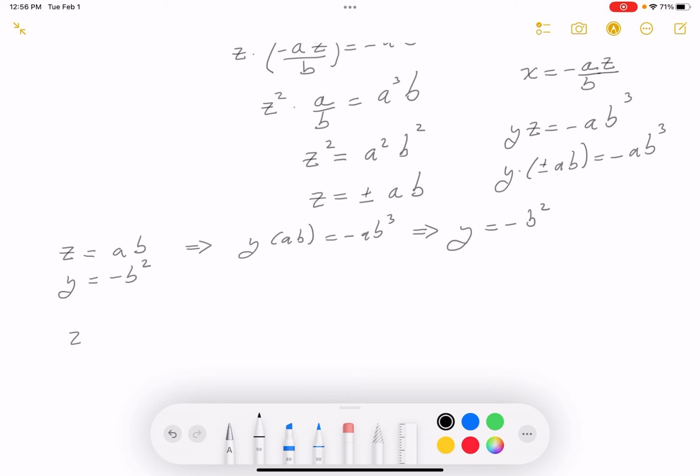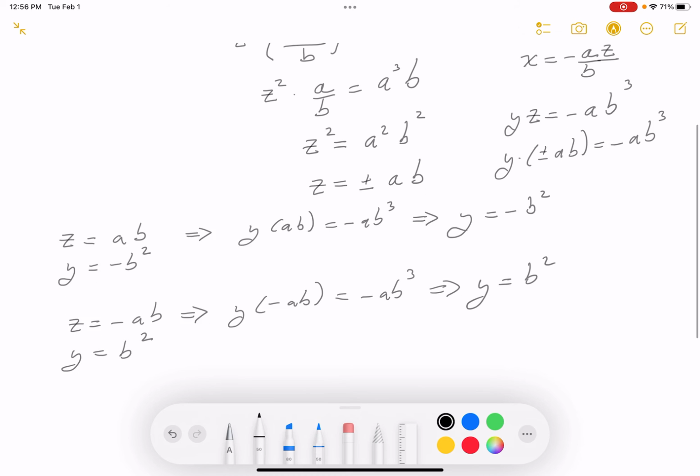Now if z equals minus ab, what do you get? y times minus ab equals minus ab cubed. And let's see, what would you get over there? y would equal what then? It would equal b squared then. Let me write that down for you.